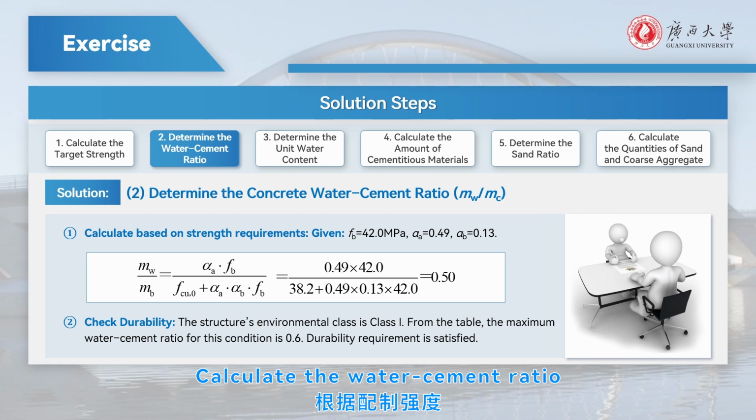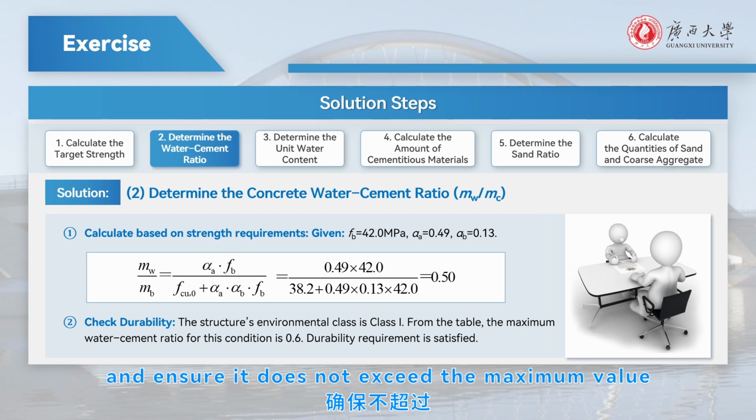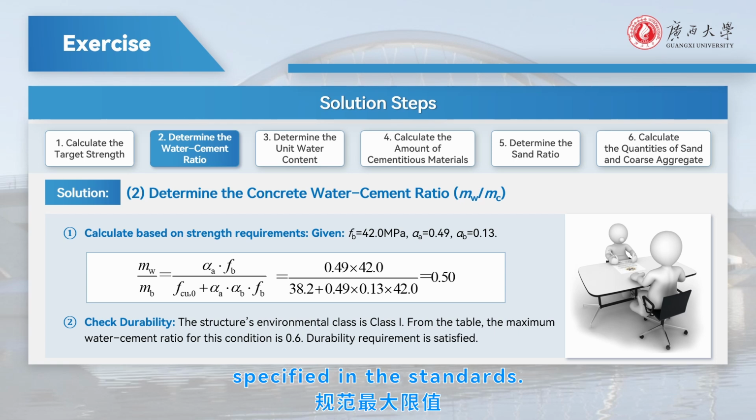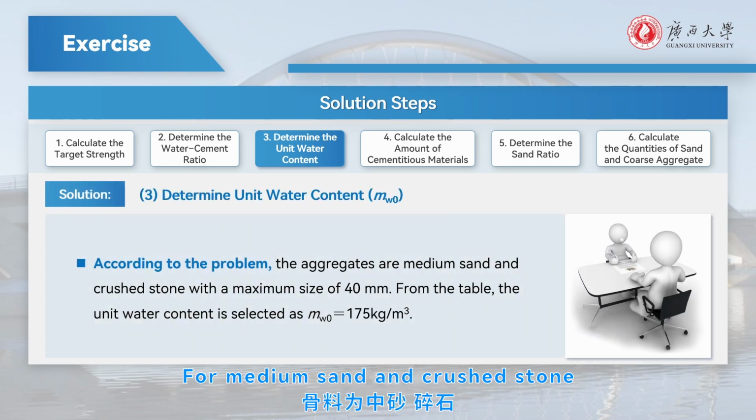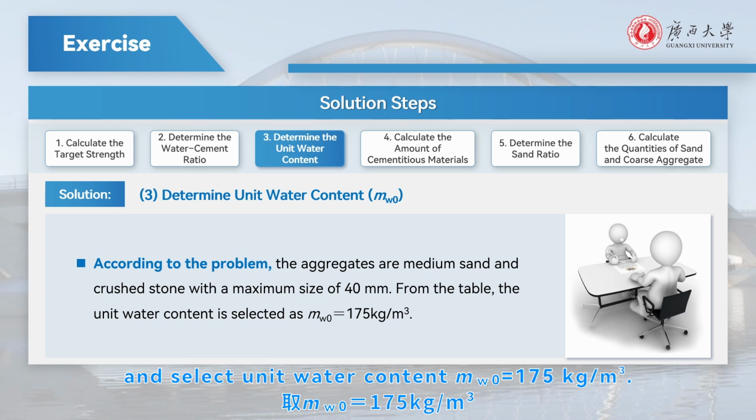Calculate the water-cement ratio based on the target strength and ensure it does not exceed the maximum value specified in the standards. Step 3: Determine the unit water content. For medium sand and crushed stone with a maximum particle size of 40 mm, refer to the standard table and select unit water content MW0 equals 175 kilograms per cubic meter.